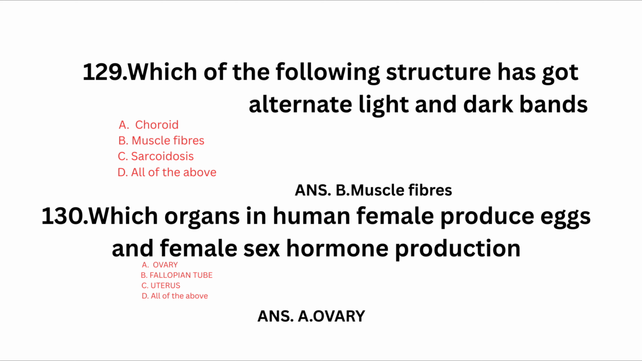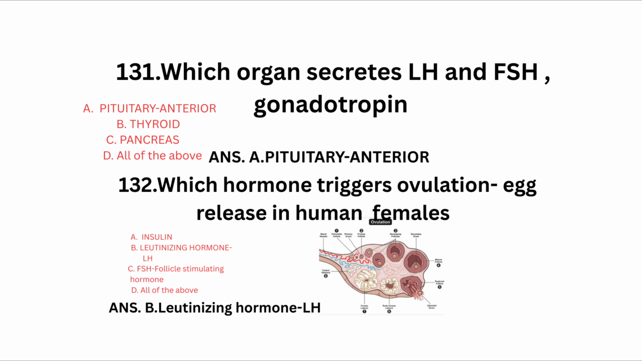130, which organ in human female produce eggs and female sex hormone? A, ovary. B, fallopian tube. C, uterus. D, all of the above. Answer is ovary. Okay, like the picture is here. 131, which organ secretes LH, luteinizing hormone, follicle stimulating hormone, gonadotropin? A, pituitary anterior. B, thyroid. C, pancreas. D, all of the above. Answer is A, pituitary anterior.